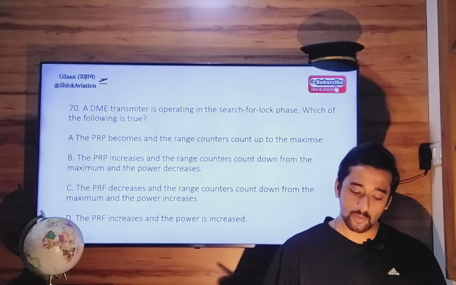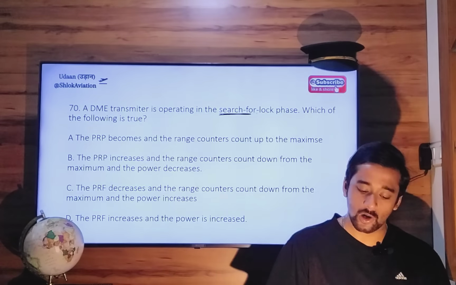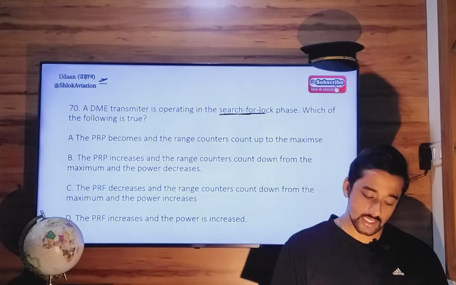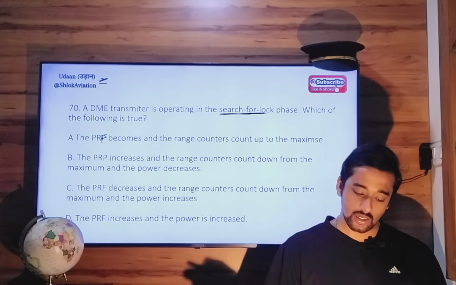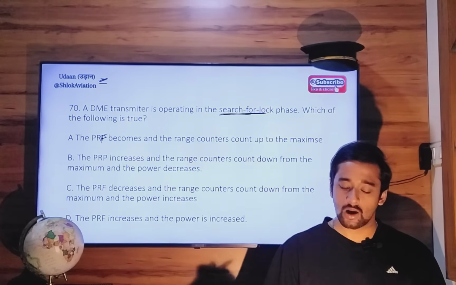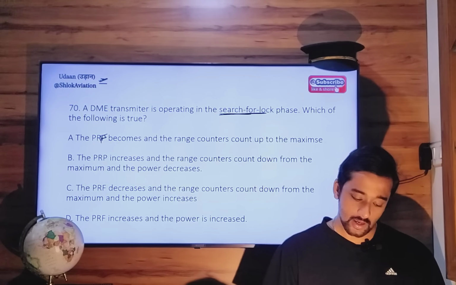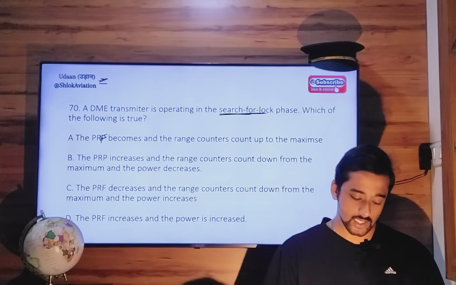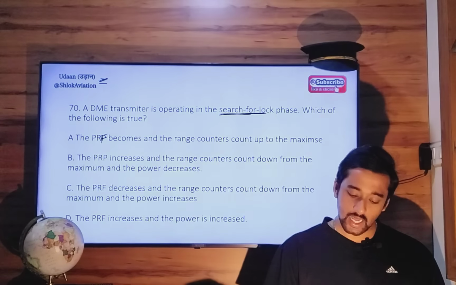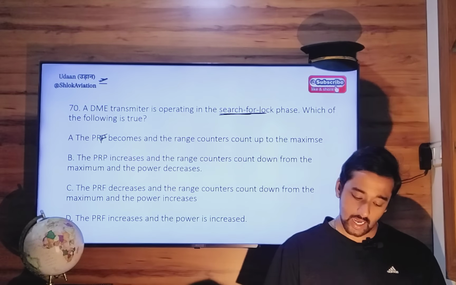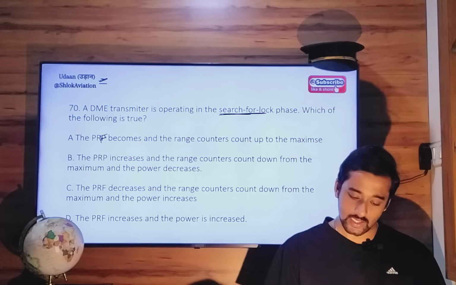70. A DME is operated in the search mode. Search for lock means search mode, which is true. The pulse recurrence frequency becomes maximum and the range counters count up to the maximum value. The pulse recurrence frequency increases and the range counters count down from the maximum and the power decreases. PRF decreases and the range counters count down from maximum and power increases. PRF increases and the power is increased.